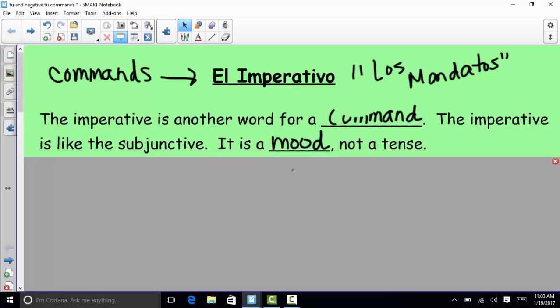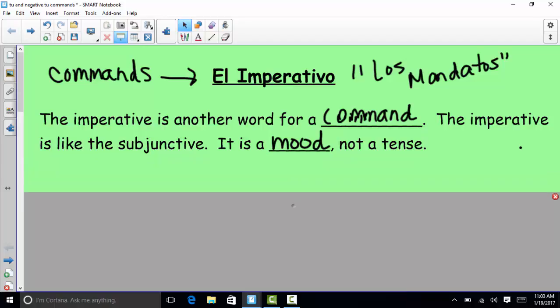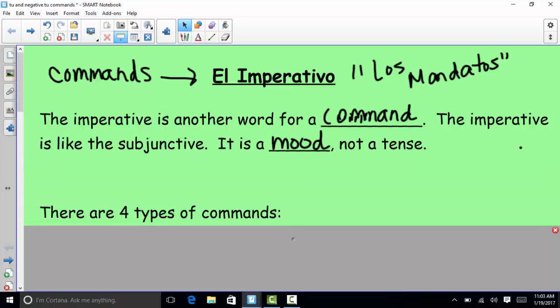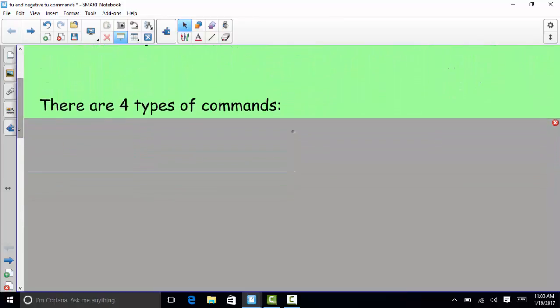So the imperative is another word for a command. The imperative is like the subjunctive in that it is a mood rather than a tense. Okay, so it's not really a tense like the present or the preterite, it's a mood. It's a little different from English to Spanish because in English, regardless of who you're talking to, typically, if you're talking to a friend, an adult, or someone that you don't know, you would use the same command all the time.